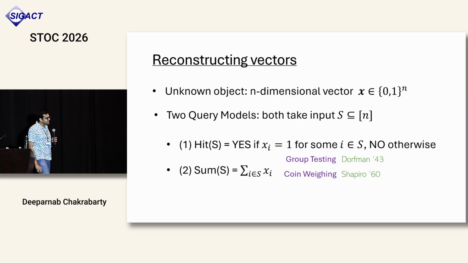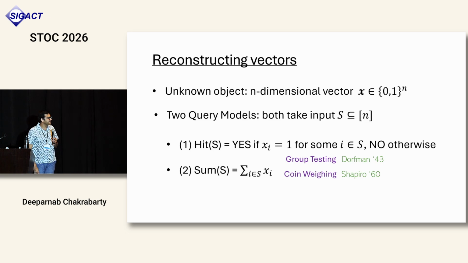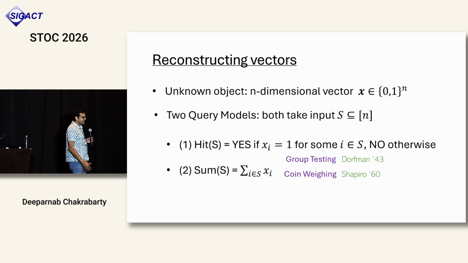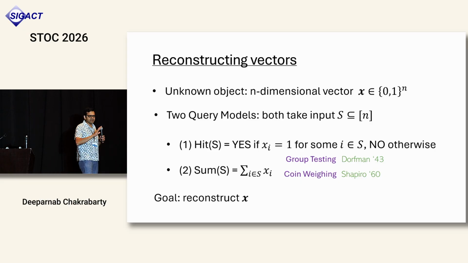The second setting is where you get more information from a query. Given a subset of these coordinates, you get to know how many ones there are. So you get to see the summation of x_i for i in S. And this is called the coin weighing problem in the literature. Again, x_i equal to 1 is a defective coin, and you can put coins on a balance, and you get to know how many coins are defective in the sample. It was studied from the 60s. And the goal in both of these is to find all the bad, or x_i equal to 1, so reconstruct the whole vector.